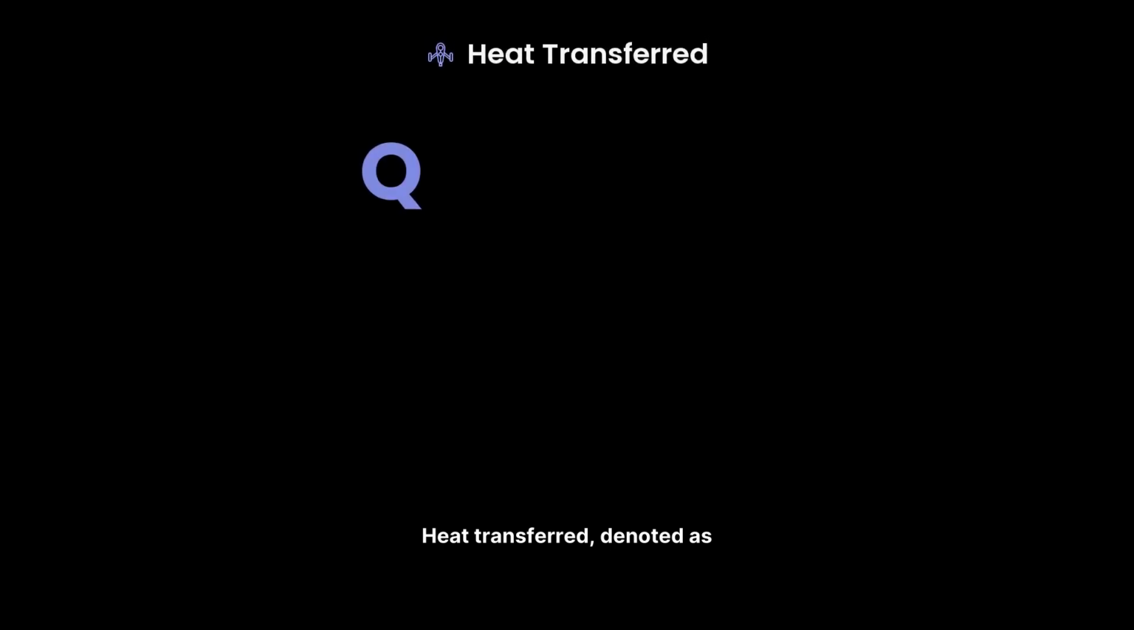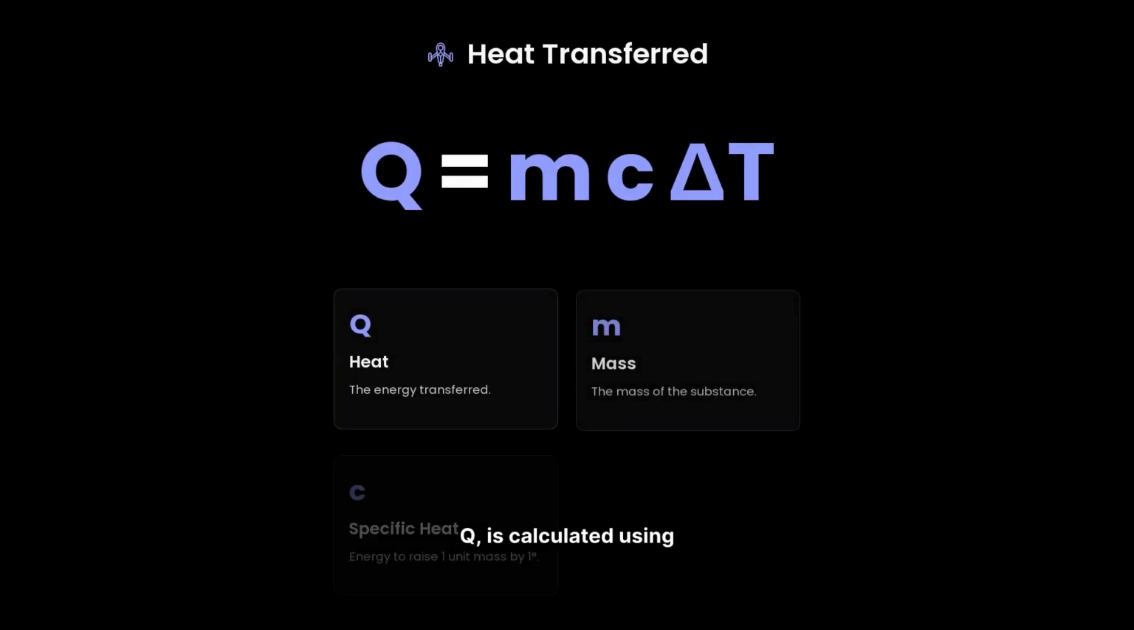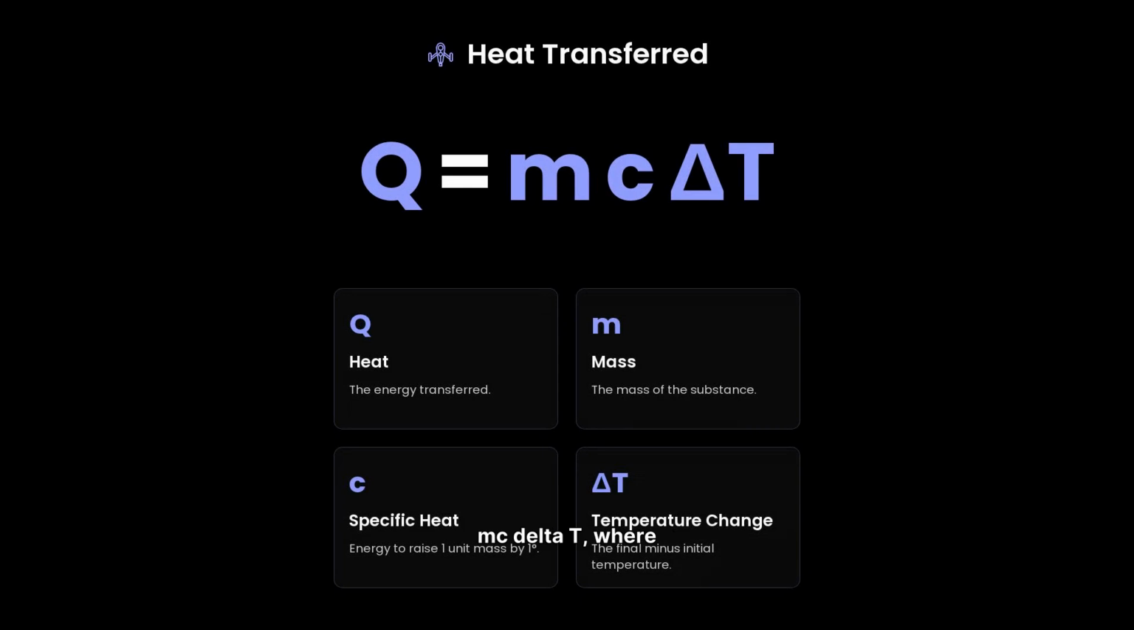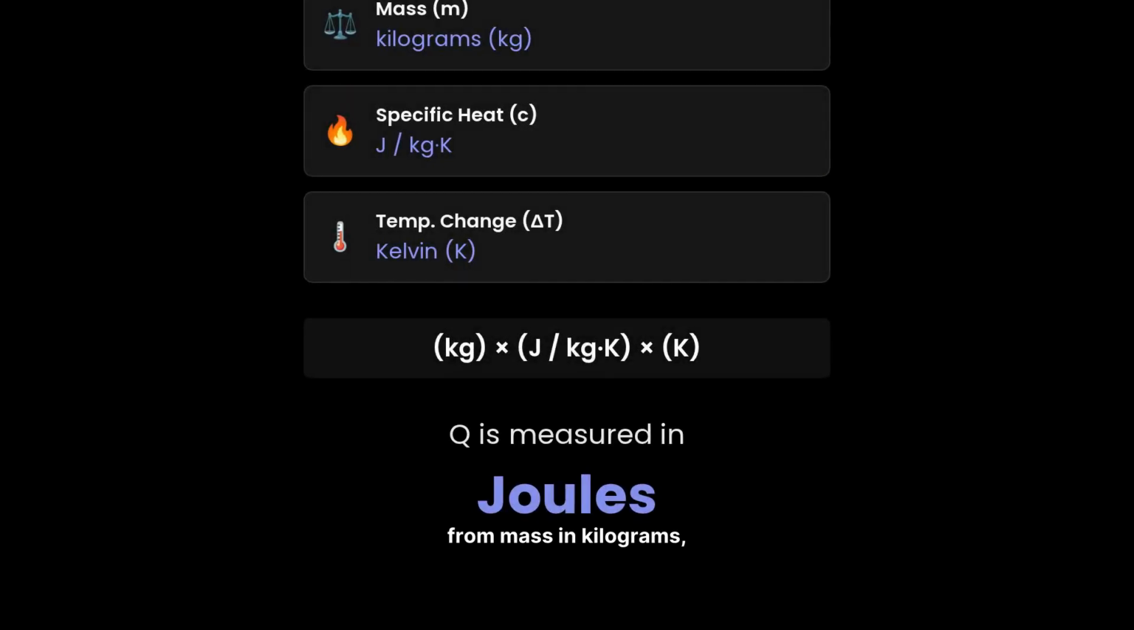Heat transferred, denoted as Q, is calculated using the equation Q equals mc delta T, where m is mass, c is specific heat, and delta T is the change in temperature. The units for Q are typically joules, derived from mass in kilograms, specific heat in joules per kilogram per Kelvin, and temperature change in Kelvin.